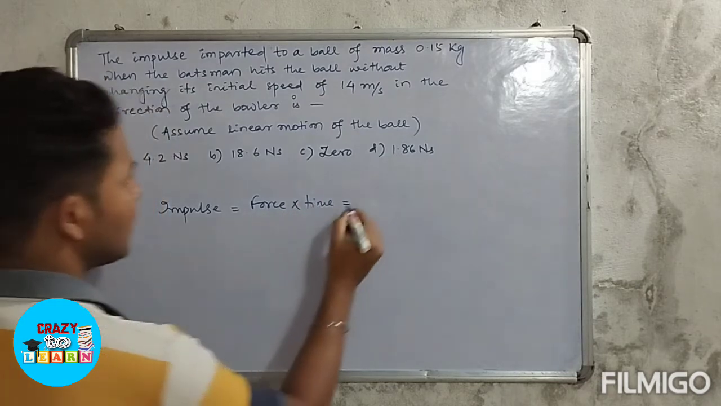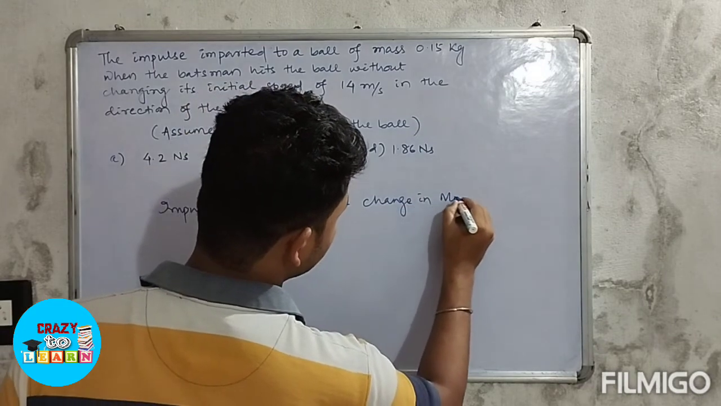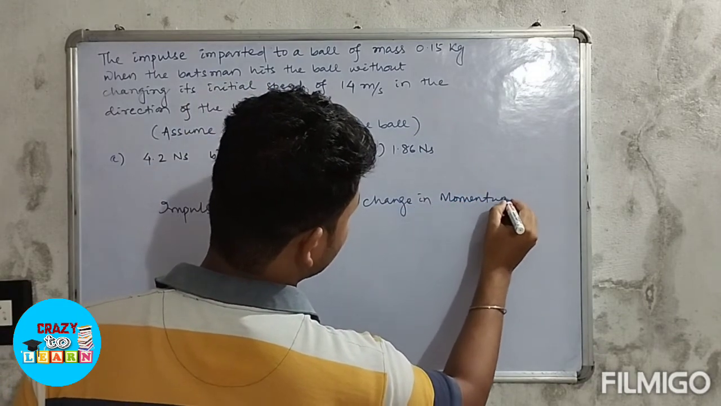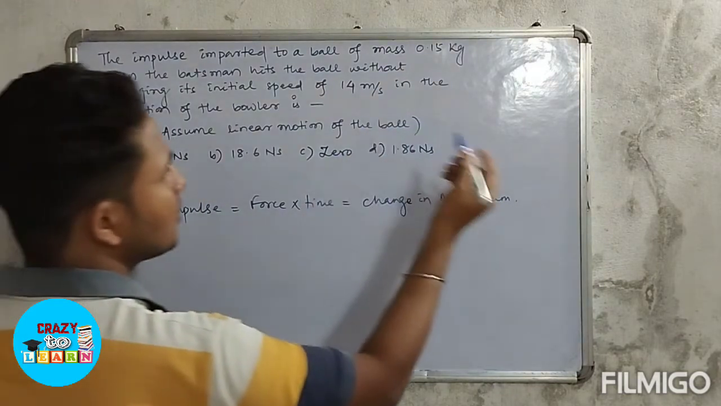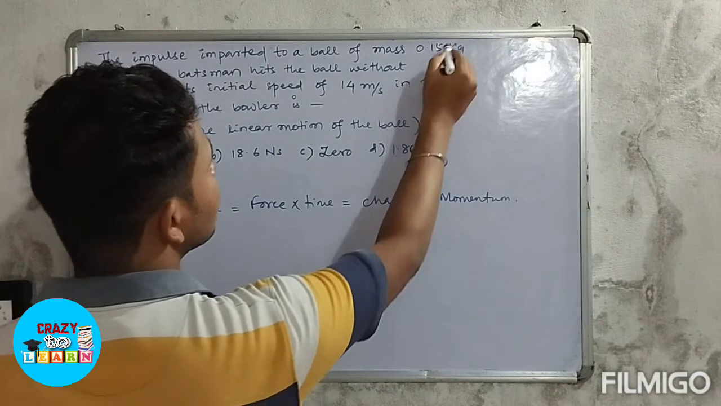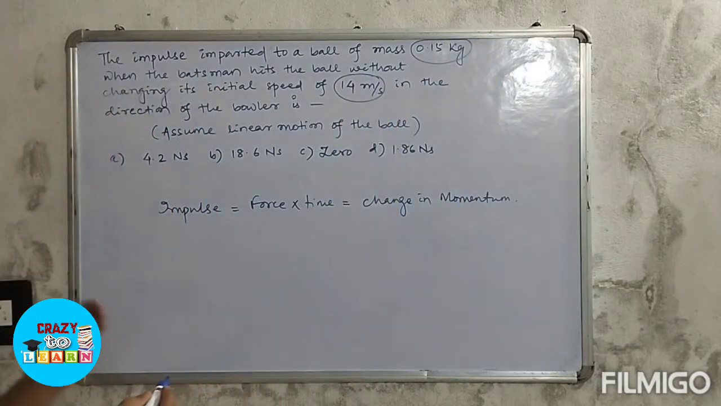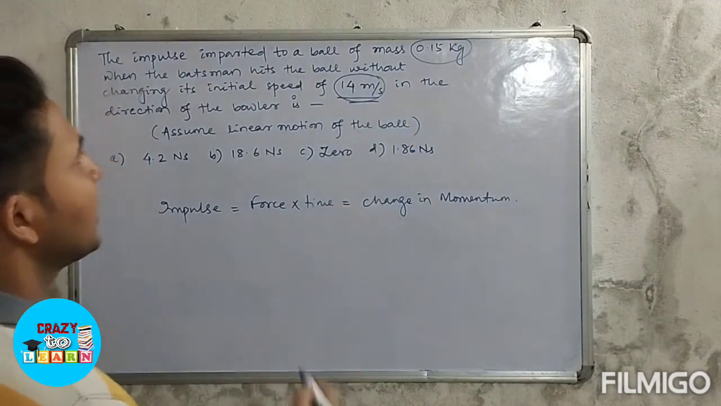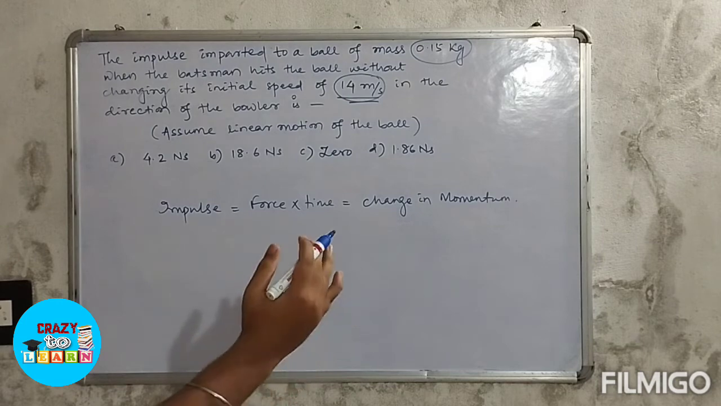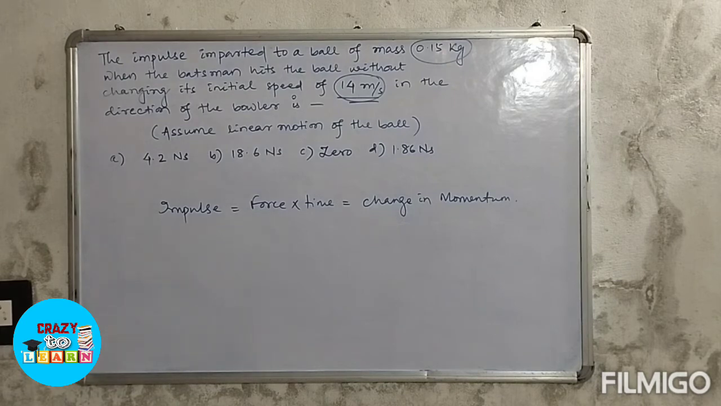Otherwise we can write impulse is the change in momentum. So in this given case we can find out the change in momentum. As we know, the momentum is mass into velocity, and mass is given to you and velocity is given to you. First the bowler throws the ball with velocity 14 meter per second, then the batsman hits the ball without changing the initial speed, it is given to you. That means with the same velocity. So what is the change in momentum?